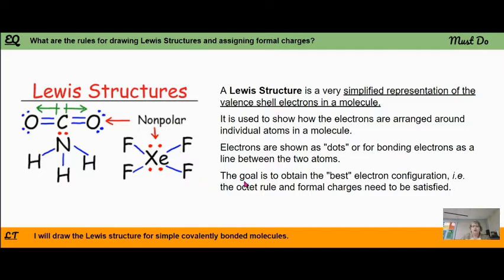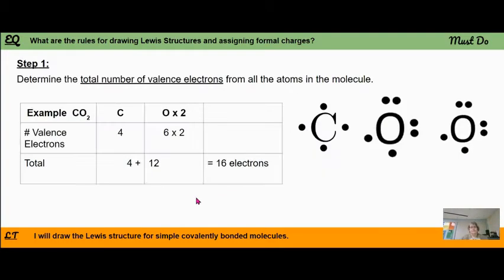Okay. The goal is to obtain the best electron configuration. Basically, if you think about the octet rule, and formal charges need to be satisfied. So that means that all of the elements have that 8, except for hydrogen, which wants 2. Okay, and hydrogen is that exception.